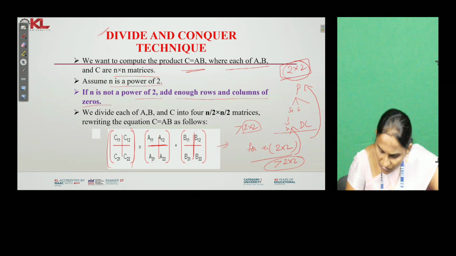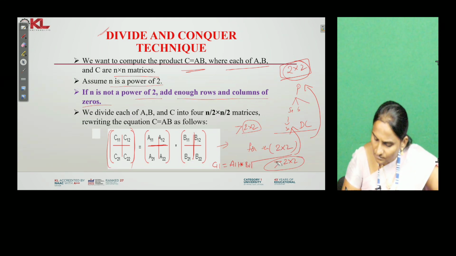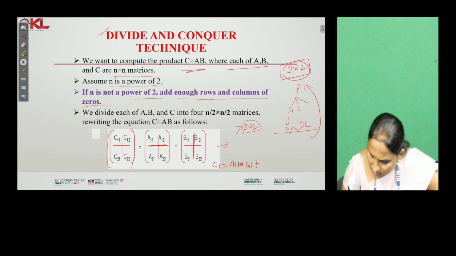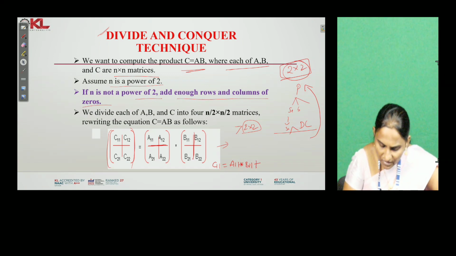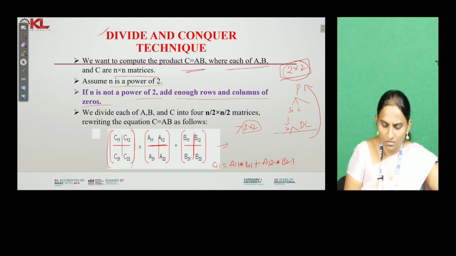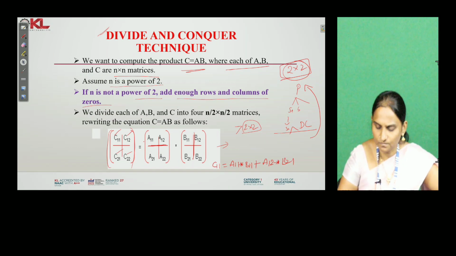Next, C11 equal to A11 into B11 plus A12 into B21. So like that we have to calculate C11, C12, C21, C22.